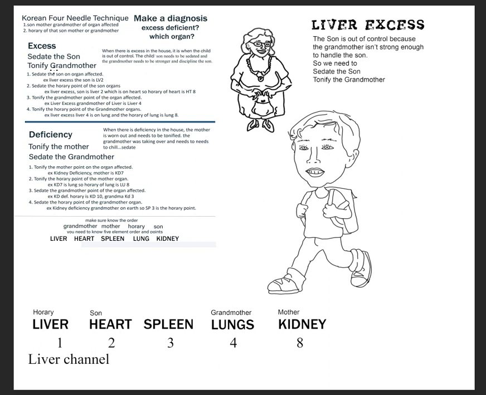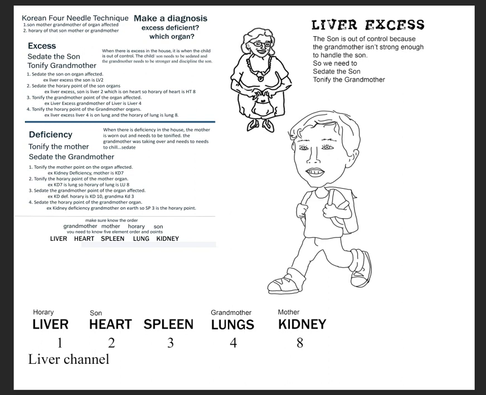So we put down Hore, son, grandmother, and mother. On the liver channel, it runs from the beginning. So the Hore is liver, the next point is son. The point before Hore is mother, and the point before mother is grandmother. I would suggest for each question you get to write it out like this so it's very clear to do the 4-needle technique.